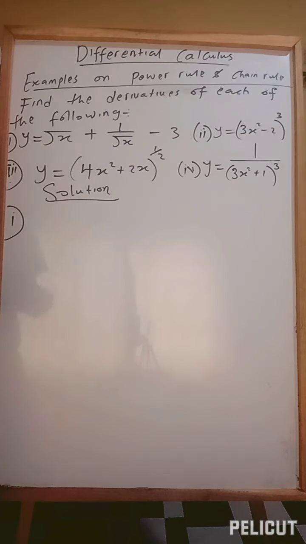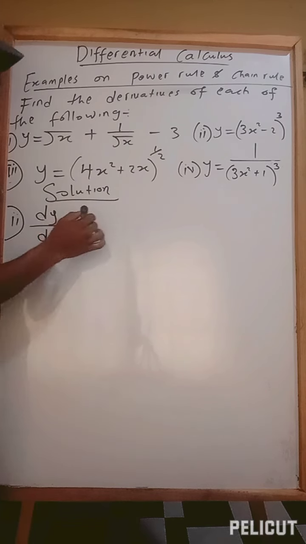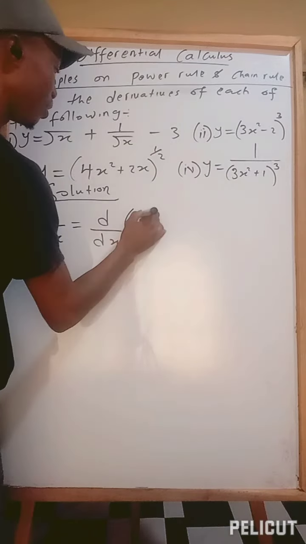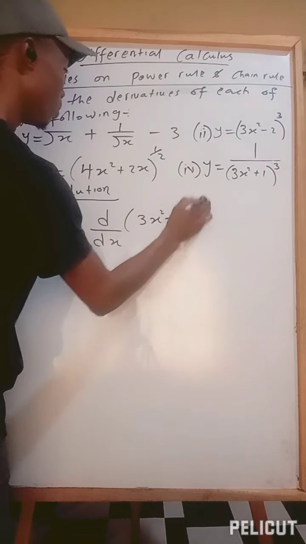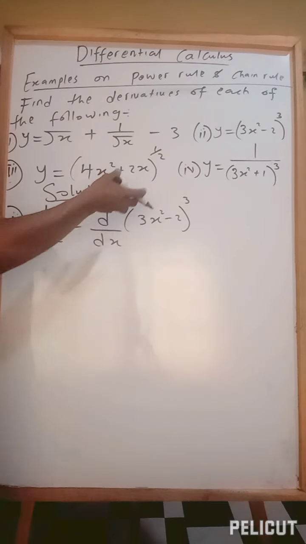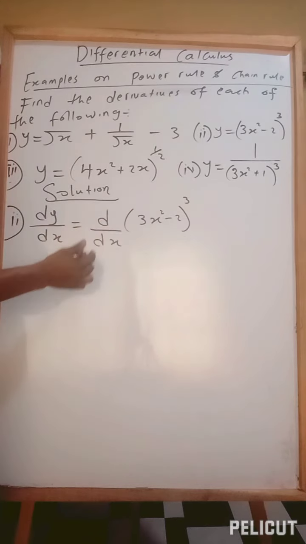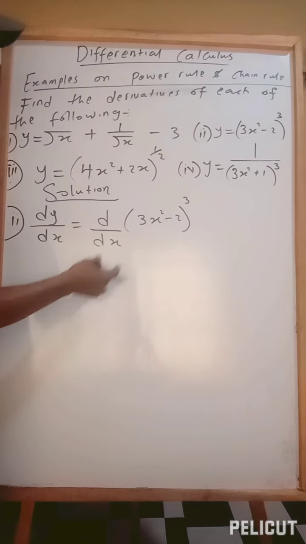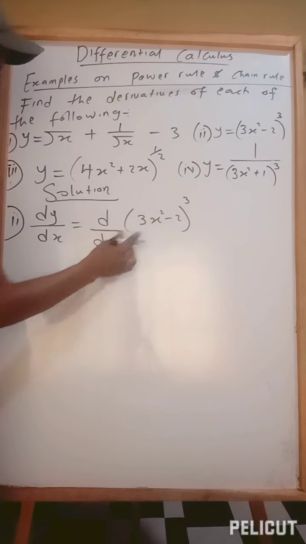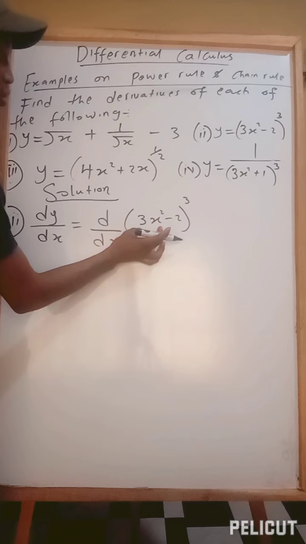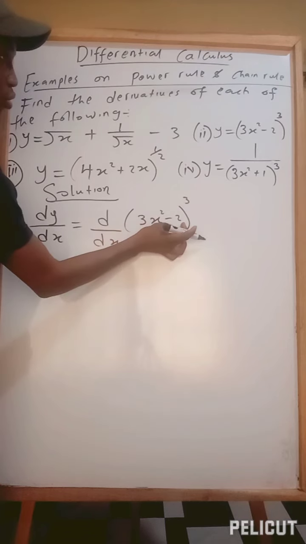So let's look at the second question here. This one here, dy/dx, that's what we've got to find. dy/dx is given by d/dx of whatever that is, y, that's 3x squared minus 2 to the power of 3. So this is going to be chain rule. The reason is we have a function placed inside another function. So that means, based on the last video, I said differentiate what is inside first. If you differentiate 3x squared, that's 6x. If you differentiate 2, it is 0.